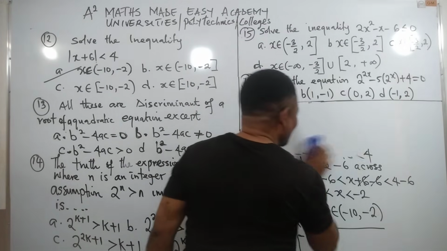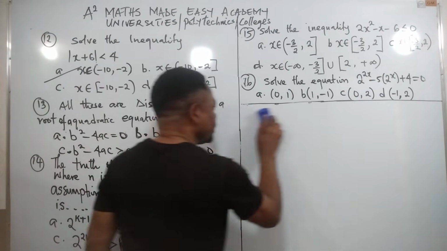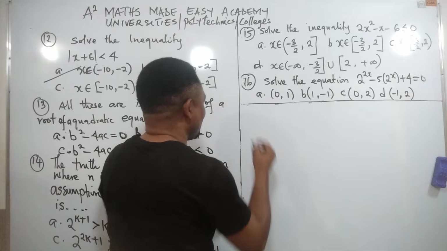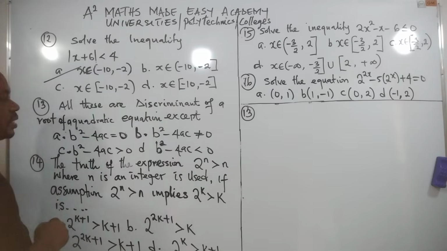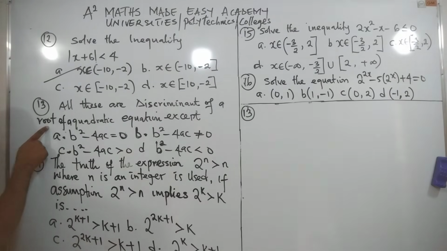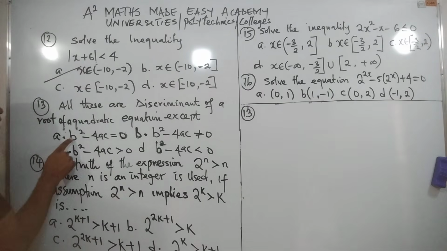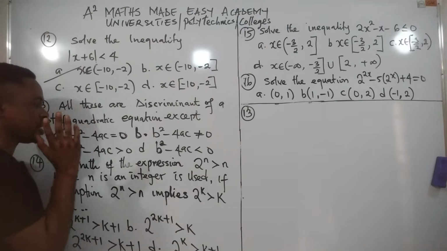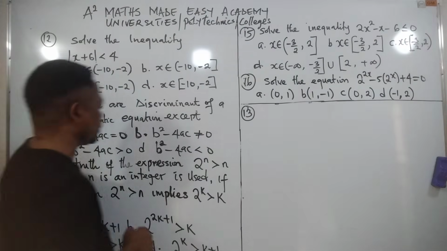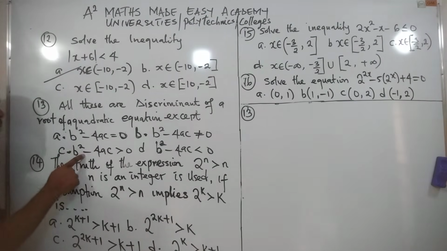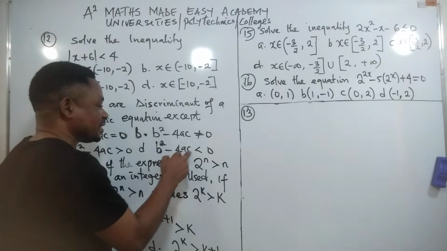The next question is question number 13. Are you with me? How do we solve question number 13? Look at it. Can we observe the question right away? Now the question says, all these are discriminants of a root of a quadratic equation except. Option A says b squared minus 4ac equal to 0. Option B says b squared minus 4ac is not equal to 0. Then option C says b squared minus 4ac is greater than 0. Then option D says b squared minus 4ac is less than 0.